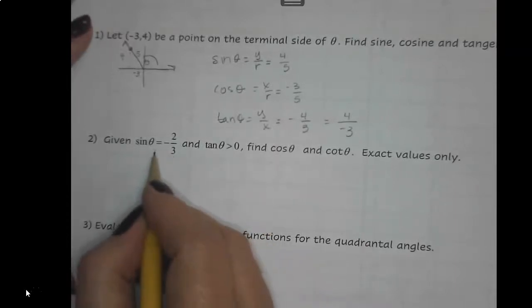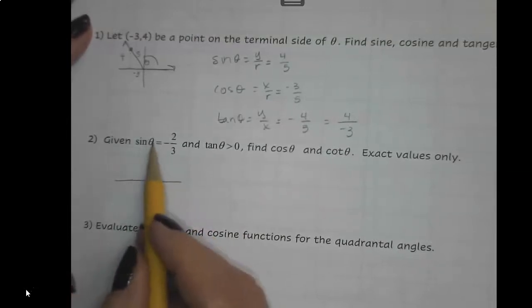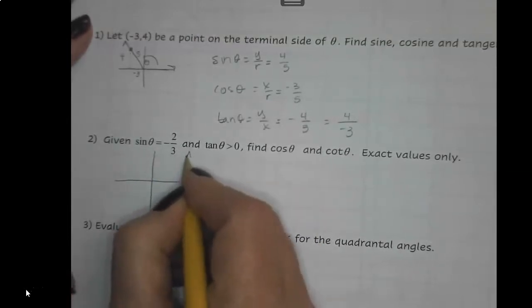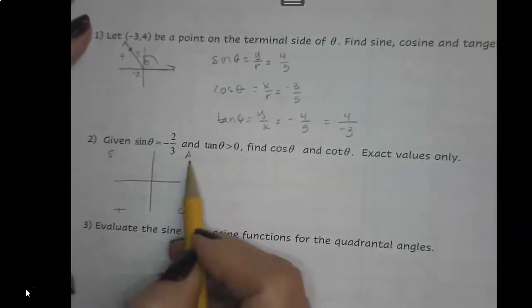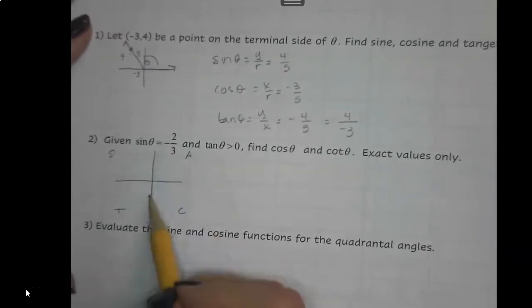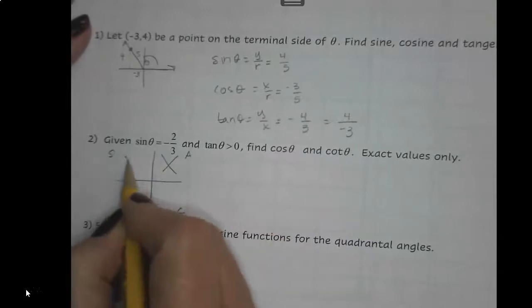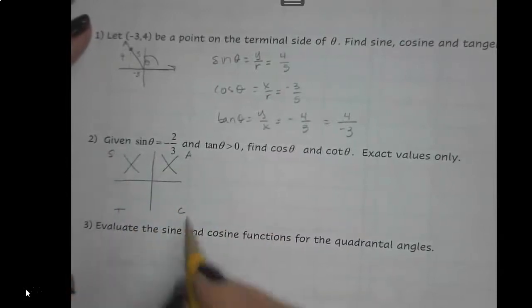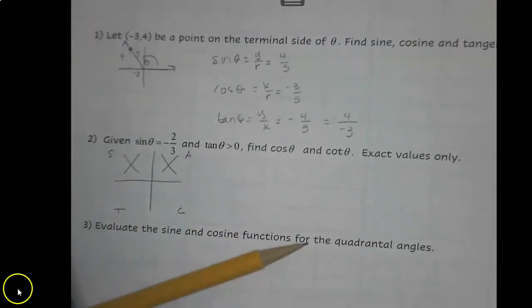Another method that we can do is I tell you sine theta is negative 2/3 and tangent is greater than 0. Here's how I do these kinds of questions. Sine is negative, so I'm going back to my All Students Take Calculus: all, sine, tangent, cosine. I need sine to be negative. So if sine is negative, it can't be in quadrant 1 and it can't be in quadrant 2. So now I have to decide which of the 2 remaining quadrants it's going to be.